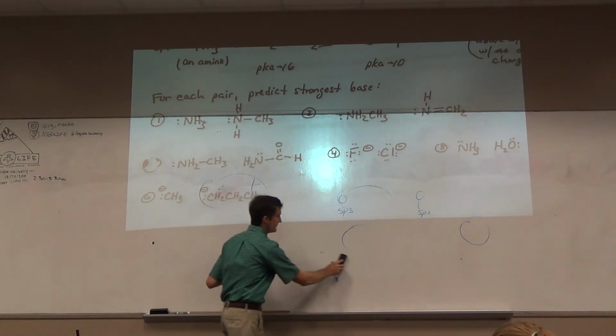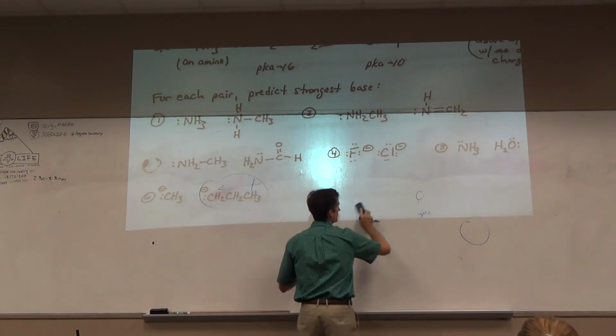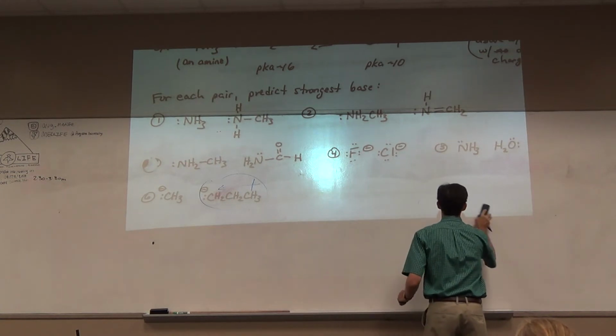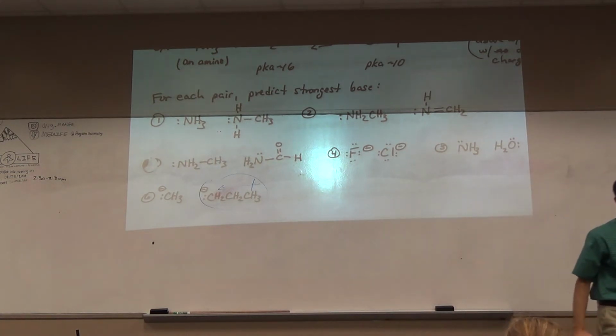So we used the same type of arguments we used before, except we understand that for a base, the more available the lone pair is, the more electron density at the lone pair site, the stronger the base it will be. We have different ways to gauge that.